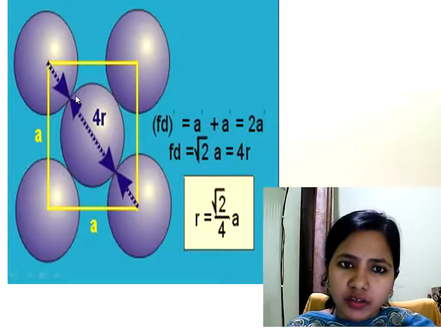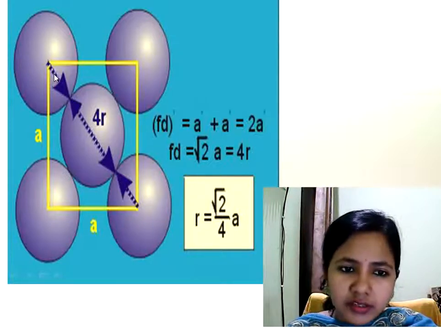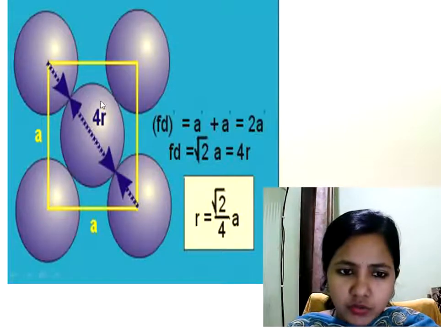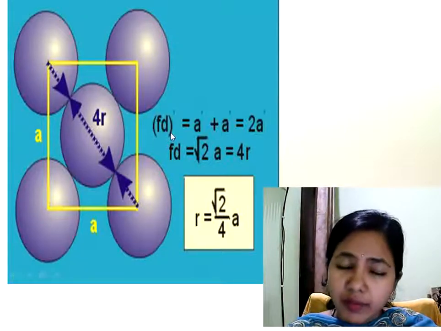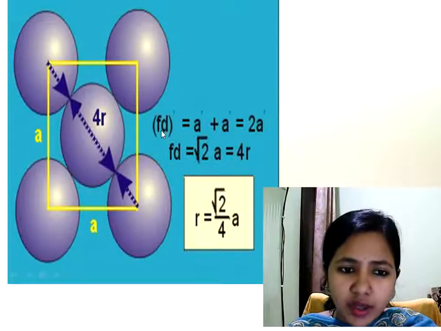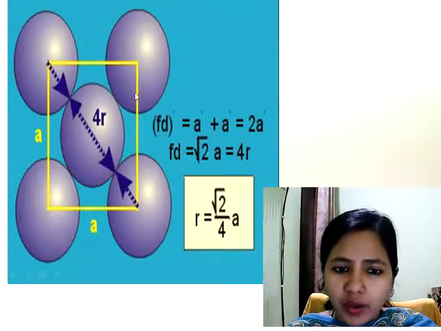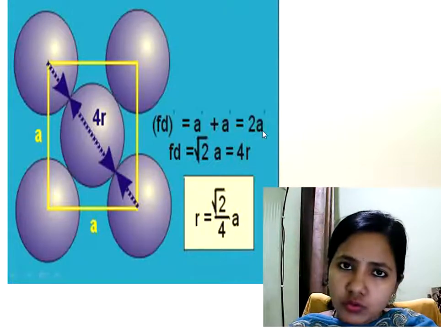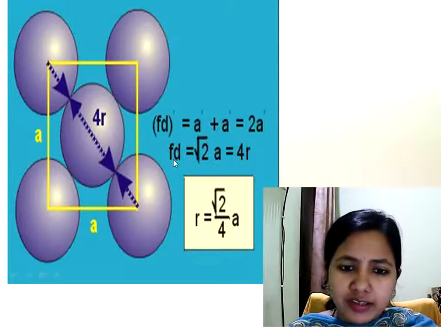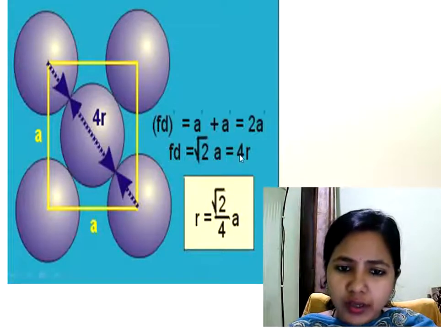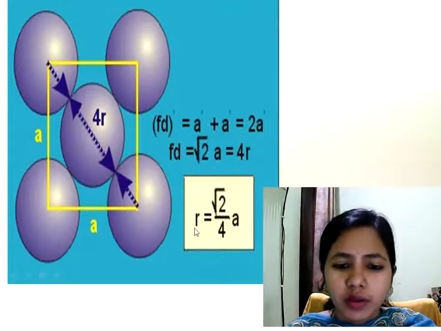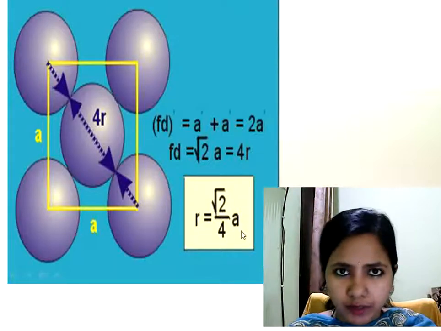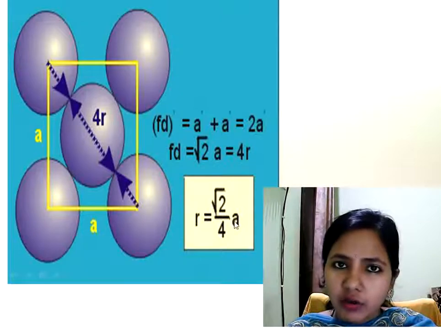Now we have to find out the relation. See, again we have to take this triangle. This line FD is called the face diagonal. So FD square, again applying the Pythagoras theorem, FD square is equal to A square plus A square. Again A is the edge length, so we will get the value 2A square, right? Now the face diagonal is equal to root 2 A, which is equal to 4R. From here we can get the value of R. R is equal to root 2 by 4 A. Okay, so we can calculate the value of A from here.